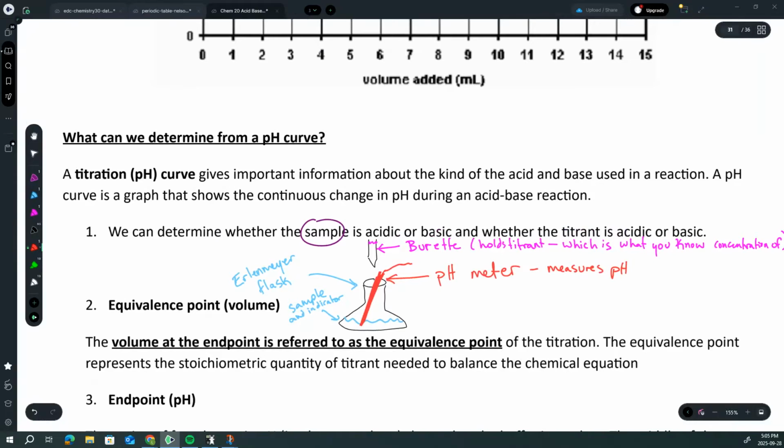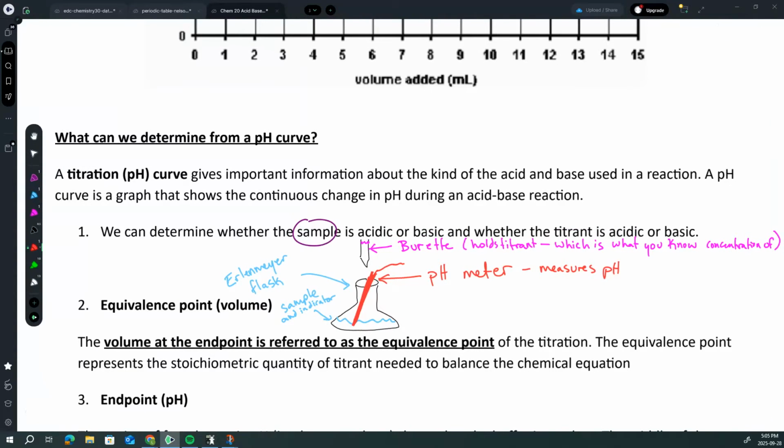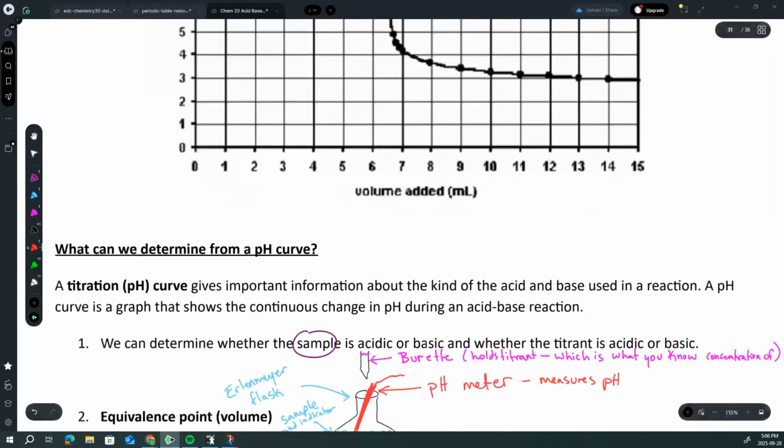Okay, so it tells us what our sample is, whether it's acidic or basic, and it also tells us whether the titrant is acidic or basic. So at the very start of the titration, the pH meter is only going to measure the pH of the sample, because that's all you have in there at the very beginning. You have not added any titrant in just yet.